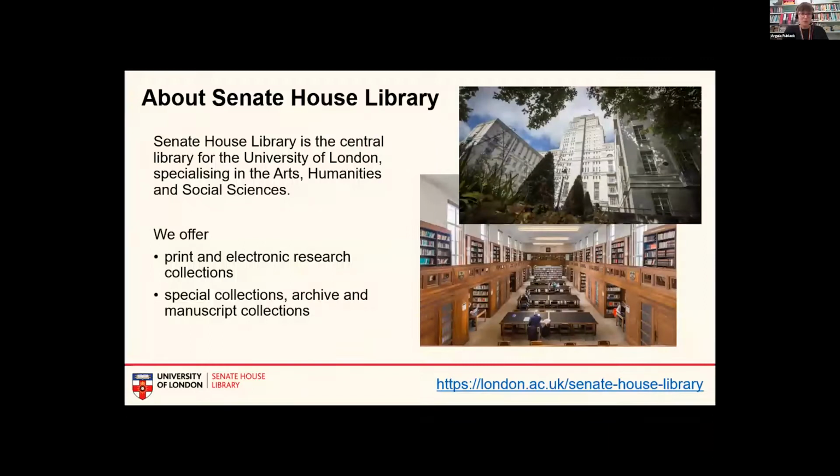So for those of you who are not familiar with the library yet, Senate House Library is the central library for the University of London, and we are one of the UK's largest collections in the arts, humanities and social sciences. We hold print as well as electronic research collections and also 50 unique printed special collections and over 1,800 archive and manuscript collections. We are located on the 4th floor of the South Block of Senate House, just above the Institute of Commonwealth Studies and right next door to the Institute of Historical Research, which my colleague Mike will talk to you about after my presentation.